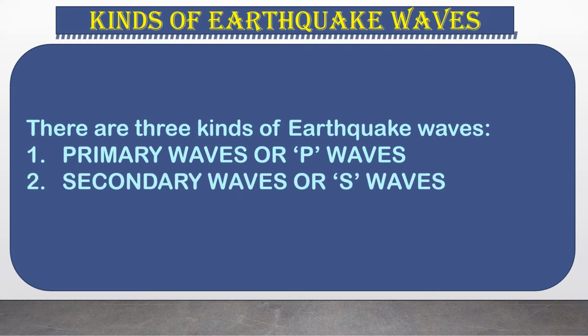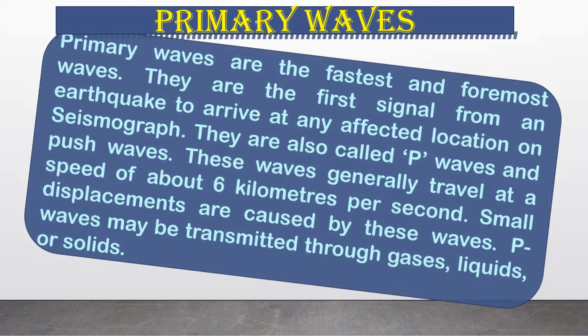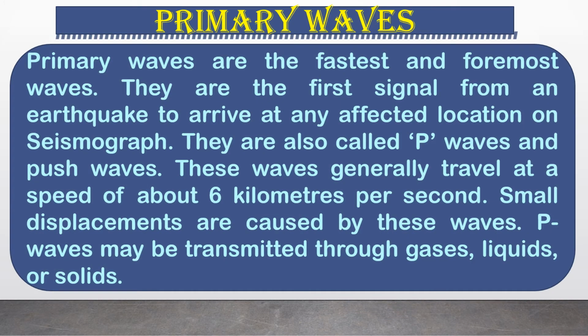Number two is the secondary waves, and they are also called the S waves. And number three is your surface waves. Okay, primary waves. Now, what are primary waves? Primary waves, as the name suggests, are the first waves.